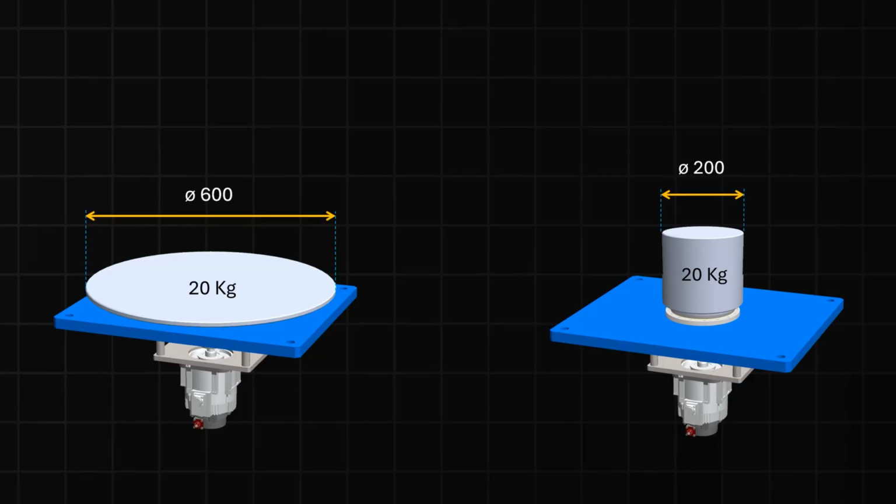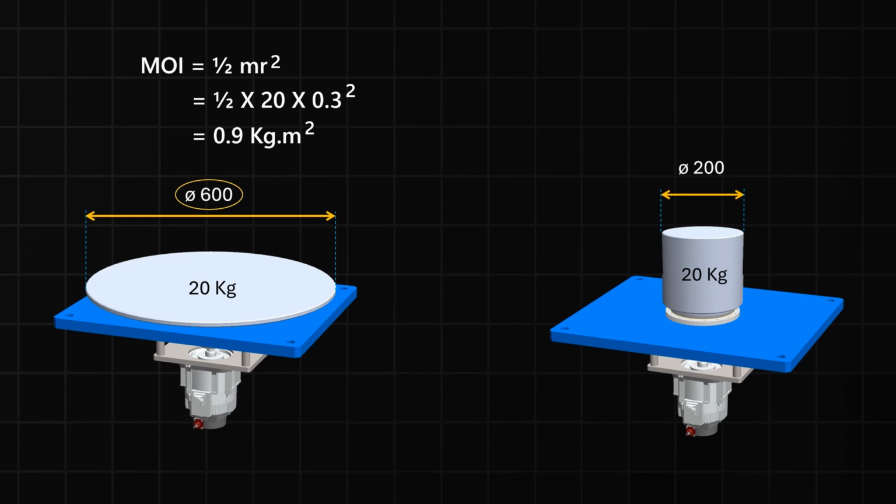However, if your physics is still good, then you must be familiar with the term moment of inertia. And probably you know the answer to this question as well, that the disc has a larger diameter. That means the mass is distributed further from the axis. So its moment of inertia is higher as compared to the cylinder. In fact, the disc has a moment of inertia of 0.9 kg meter square, while the cylinder has a much lower moment of inertia of 0.1 kg meter square.